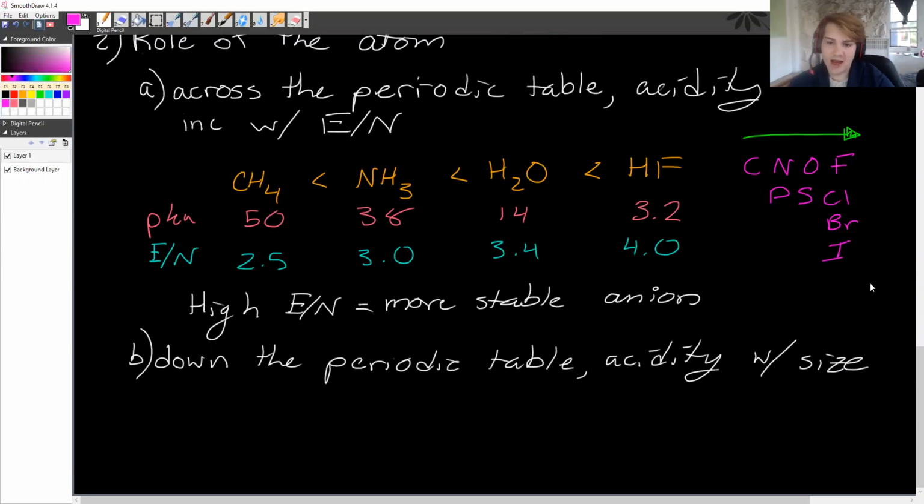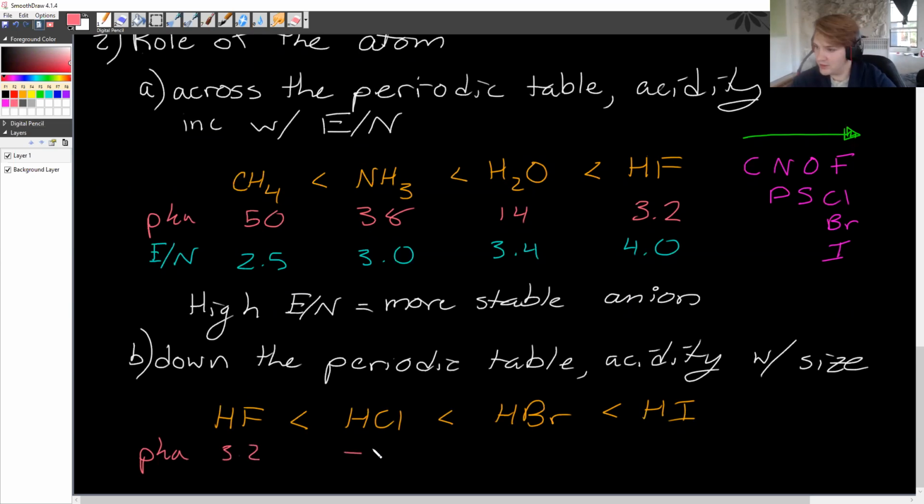So comparing within our halogen column, we see HF versus HCl versus HBr versus HI. And what we see with our nice pKa's that you should all have memorized is 3.2, -8, -9. Have them more memorized than I do. Is that as the size increases, acidity also increases.